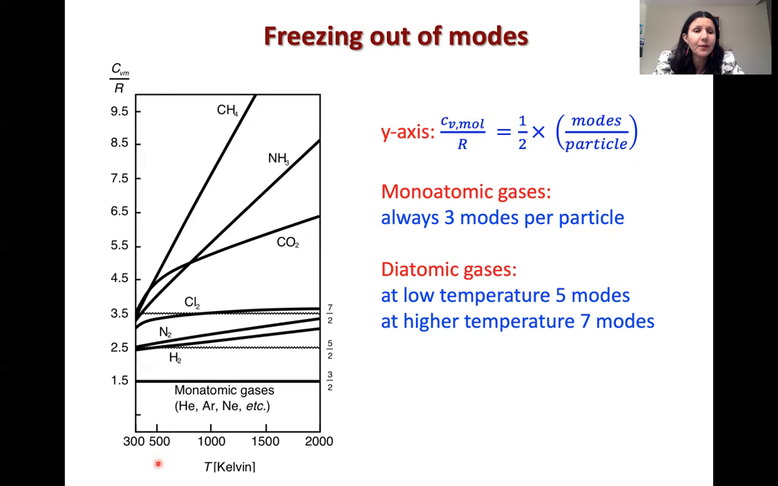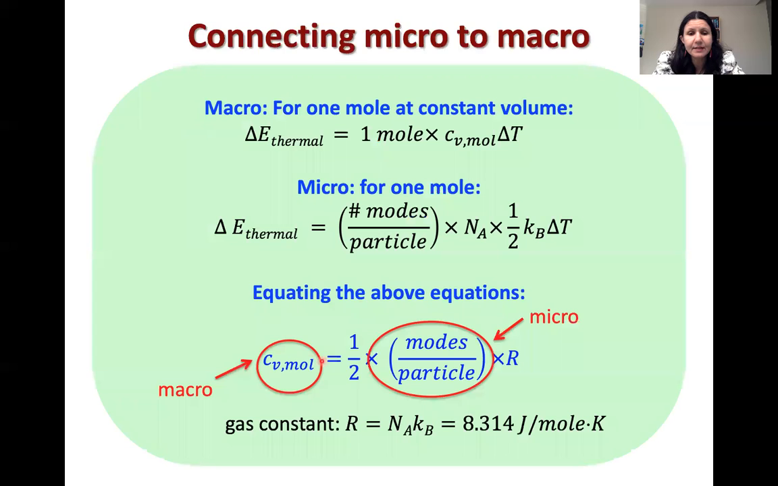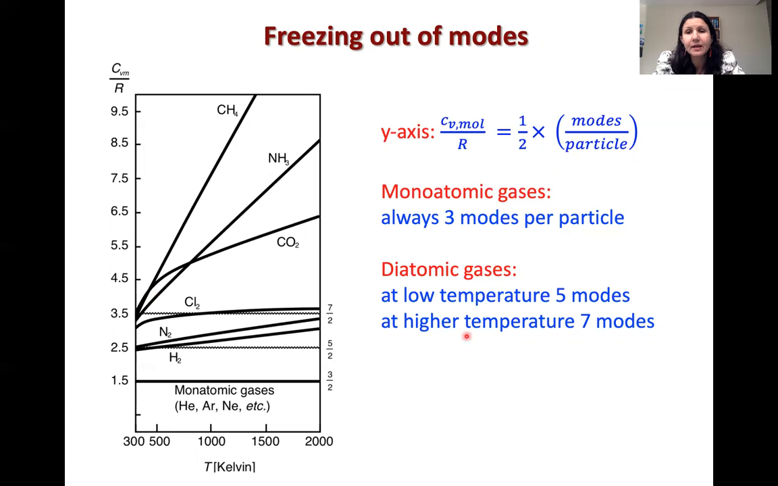On the y-axis, although it's written here as a capital letter, this is really meant to be the smaller specific heat at constant volume over R. If we go back to the previous slide, CV over R is just 1/2 times the number of modes per particle, as a function of temperature. So this graph displays this idea of freezing out of modes, or the modes per particle depending on temperature.